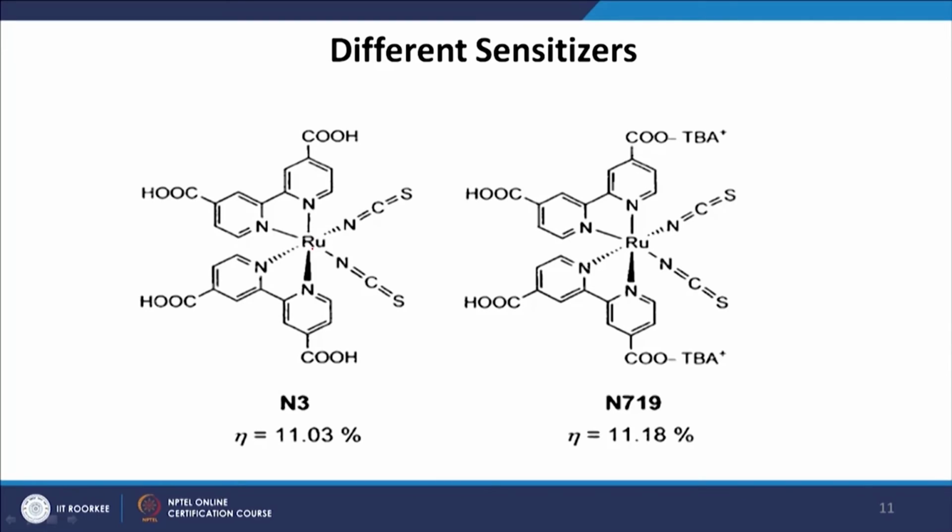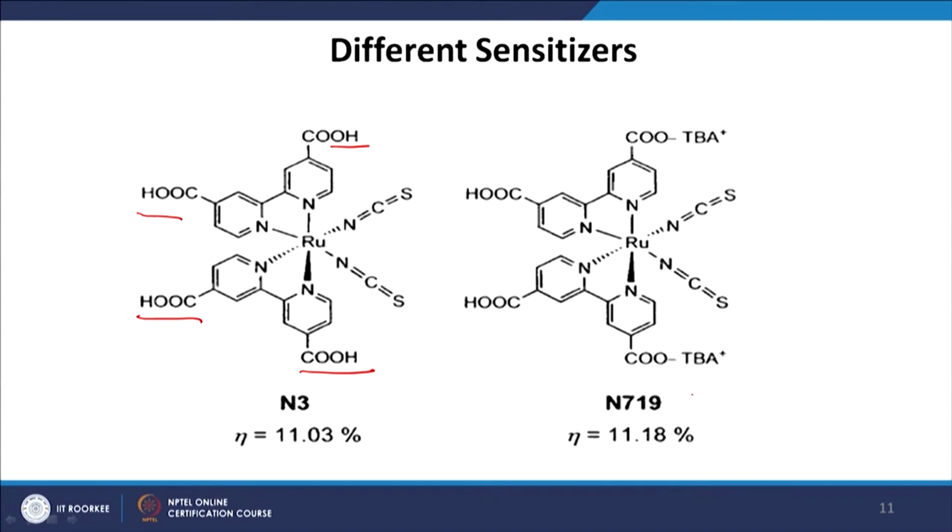Here we are showing the structure of the different dye. As you can see here, the ruthenium is at the center and the different other groups are anchored or coordinated surrounding the ruthenium molecule. And you can see that there are COOH groups at the end of this dye molecule. Now the COOH group helps to anchor with the TiO2 surface.